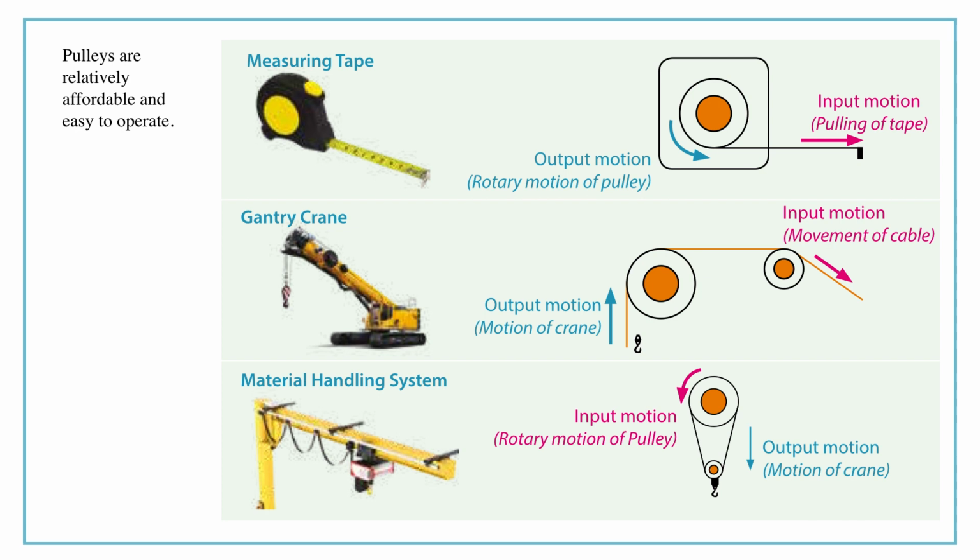Pulleys are relatively affordable and easy to operate. Examples of uses of pulleys can be found in the measuring tape, in a gantry crane, and in the material handling systems illustrated over here.